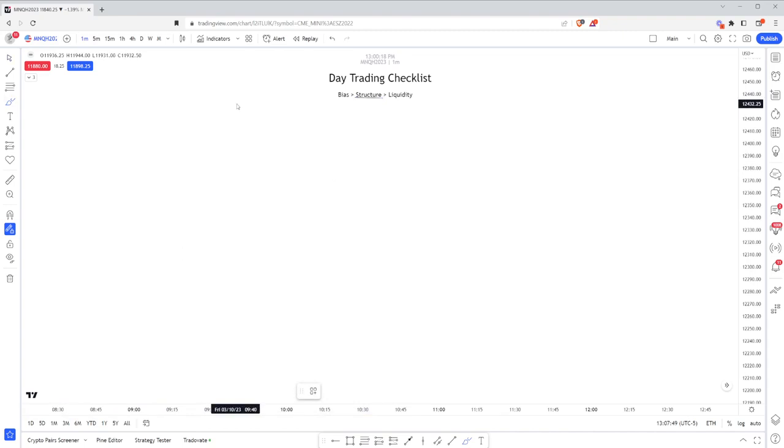You want to pay attention to structure that is sponsored by big players and big moves. And then we want to look at liquidity for targets. What is price moving towards, aka draw on liquidity. Both of these go hand in hand, but they are a little different in my opinion as far as understanding what kind of liquidity you can target, which doesn't always have to be your full draw on liquidity.